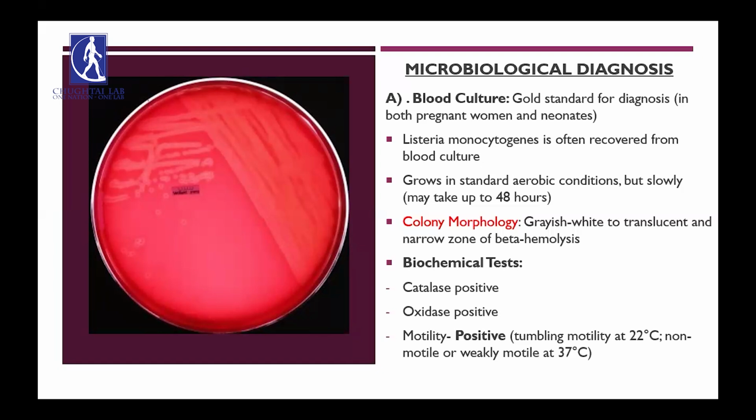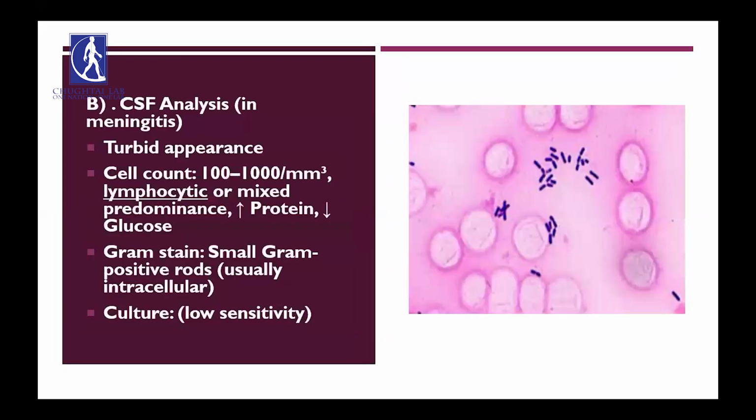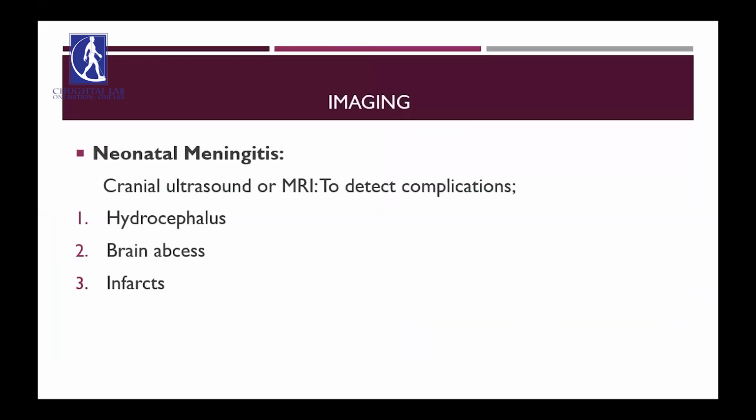Its colony morphology is grayish-white to translucent colonies with narrow zone of beta hemolysis. In biochemical tests, we have catalase positive, oxidase positive, and shows tumbling motility at around 20 to 28 degrees or weakly motile at 37 degrees. And CSF analysis is very important in diagnosing meningitis. It has turbid appearance. Cell count is around 100 to 1000 per millimeter cube. Lymphocytic or mixed predominance, increased protein and decreased glucose. In gram stain, there are small gram-positive rods.